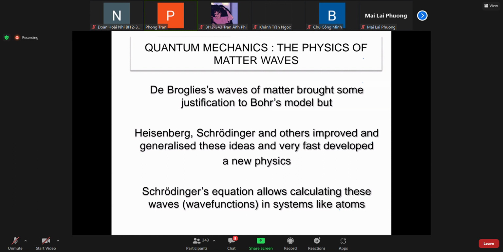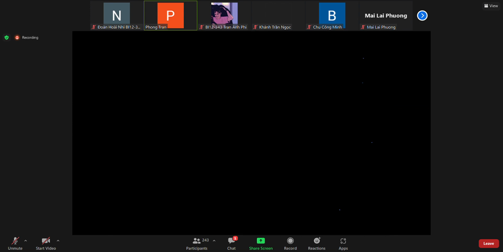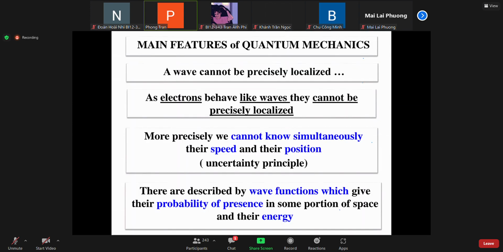With the evolution of quantum mechanics, quantum physics, we accept the idea that the electron is a particle, and because the electron is moving around the nuclei, it behaves like a wave. Okay, that's the more important. So here you have a few main features of quantum mechanics. The wave cannot be precisely localized. Okay, and as the electron behaves like a wave, the electron cannot be precisely localized.